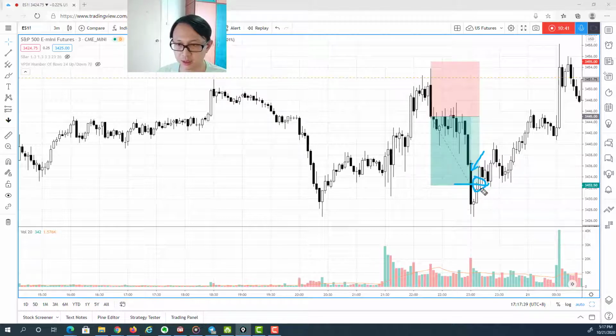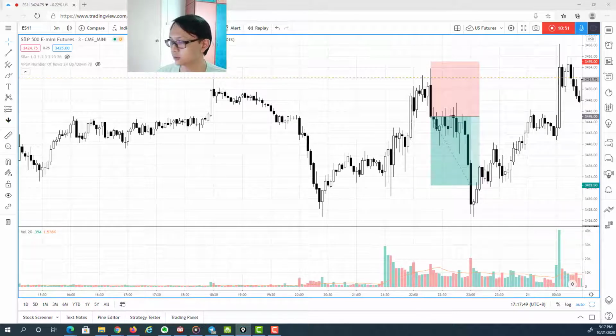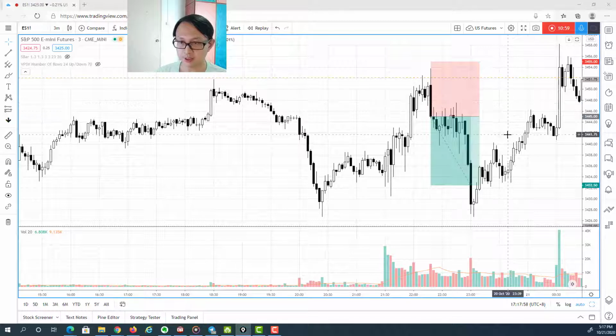So that's the bullish bar that actually stopped me out. Overall, I still have a profitable trade, about 1.2 reward to risk ratio. So not too bad. Although it's not extremely profitable, still it's a profitable trade. I am happy about that.